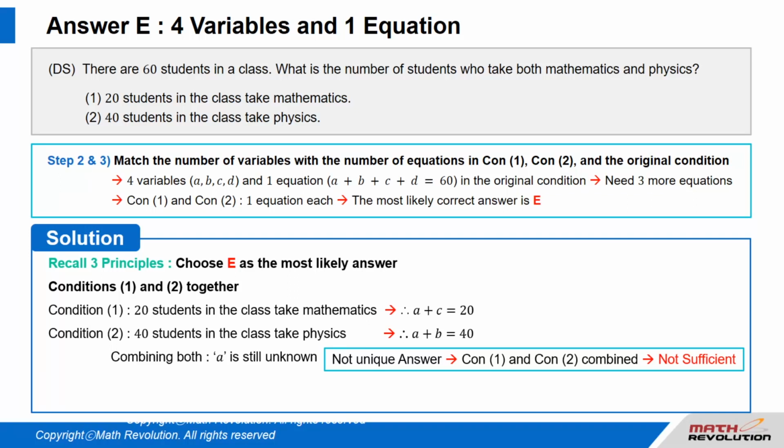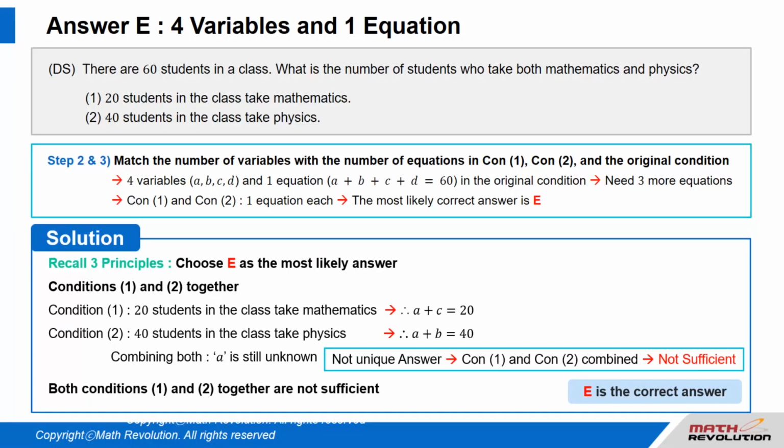You should remember the cases where the answer is E. The answer is E if there are 3 or more equations required. Both conditions 1 and 2 together are not sufficient. So, E is the correct answer. Answer: E.